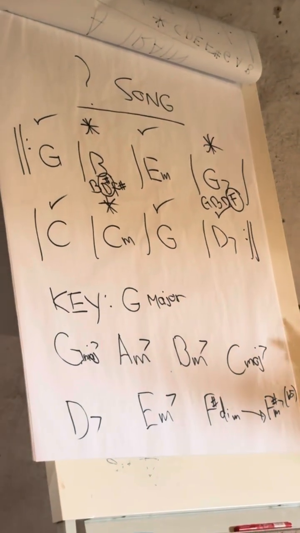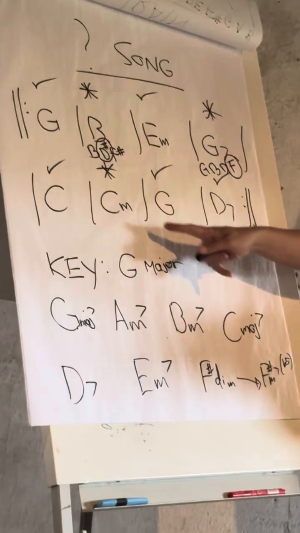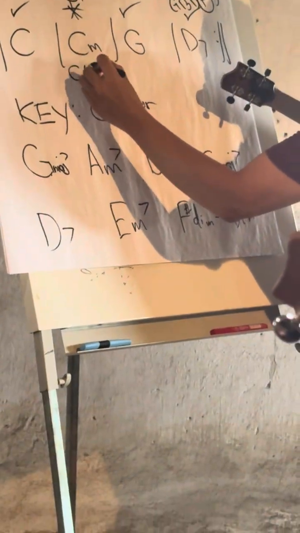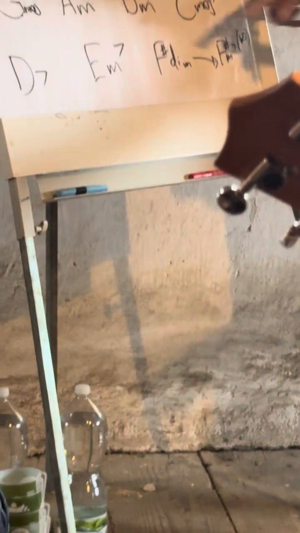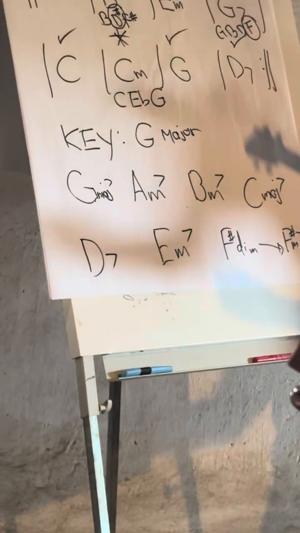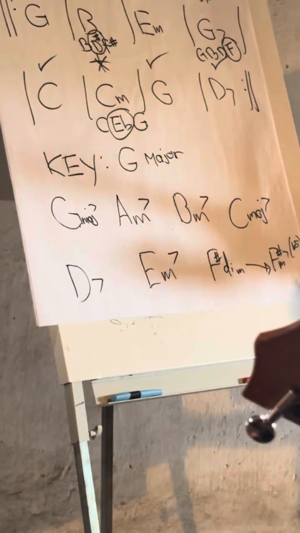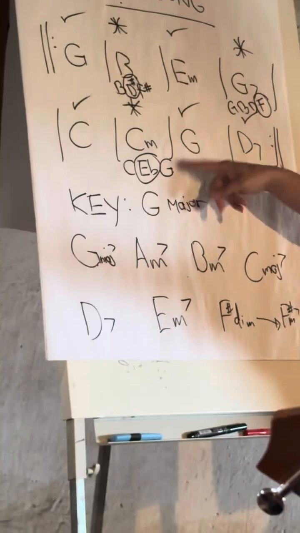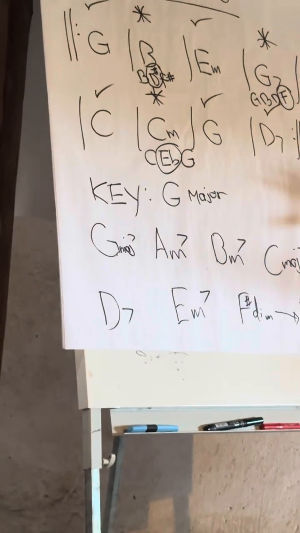Okay? And the last one, C minor. What are the chord tones for a C minor? C, E flat, and G. E flat's the one that doesn't belong. So we have our three notes that don't belong here, okay?